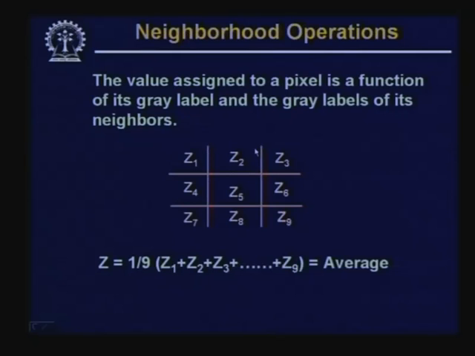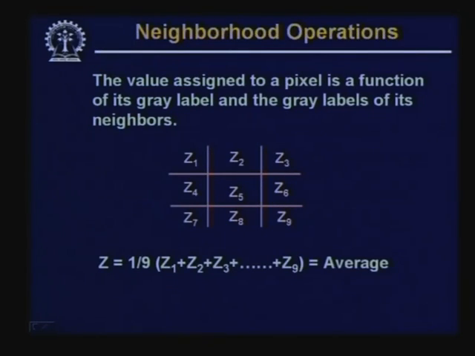In some other applications, we can also perform neighborhood operations. That is, the intensity value at a particular pixel may be replaced by a function of the intensity values of the pixels which are neighbors of that particular pixel p. For example, if this 3 by 3 matrix represents part of an image, which has 9 pixel elements Z1 to Z9, and I want to replace every pixel value by the average of its neighborhood including the pixel itself, then at location Z5 the average is given by Z1 plus Z2 plus Z3 plus Z4 up to Z9, divided by 9.